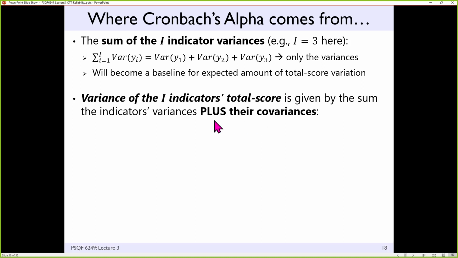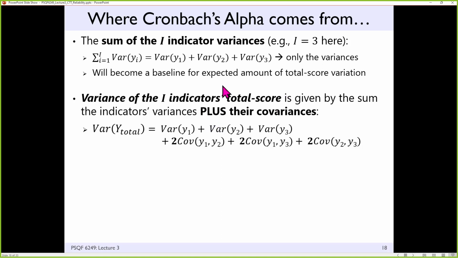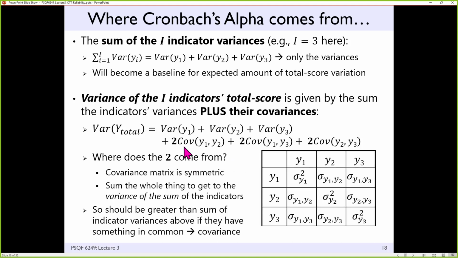To get the variance of an item sum, so what would the variance be of items added together? It's not just the variance of each item, but it also takes into account the covariance among each pair of items. So we have the variability in each item response plus the extra component because the responses are related to each other. And it's always multiplied by 2.